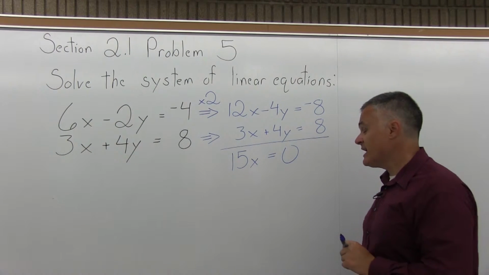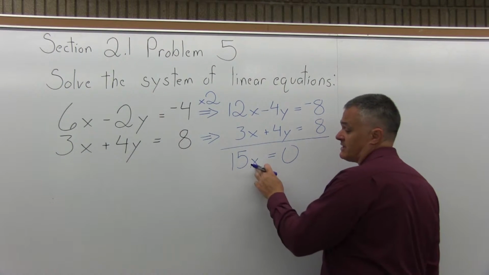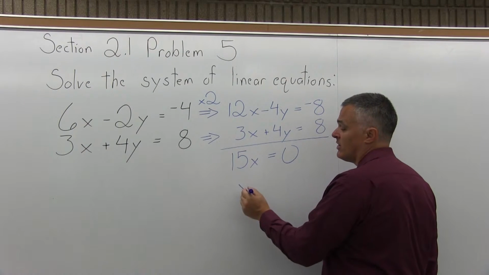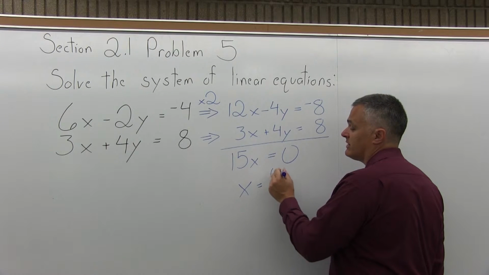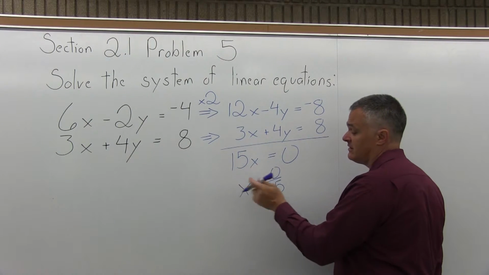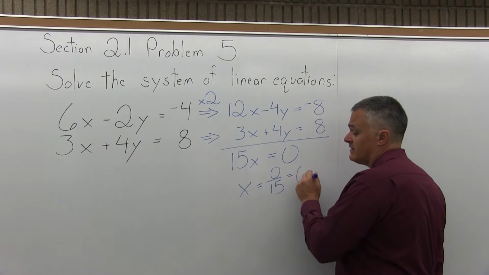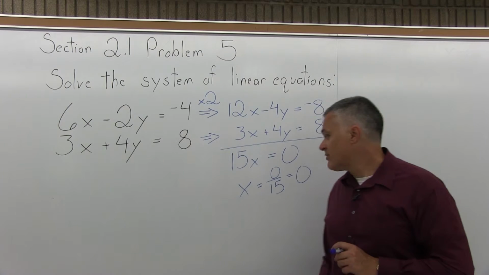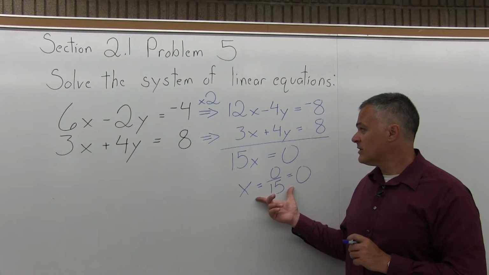So the solution for that is x equals 0. If x is 0, 15 times 0 will make the equation true: 0 equals 0. Or really the right way to work it out is divide both sides by the value in front of the x, which is 15. 0 over 15 is 0. So x is 0. That's step 3, solve for the remaining variable.